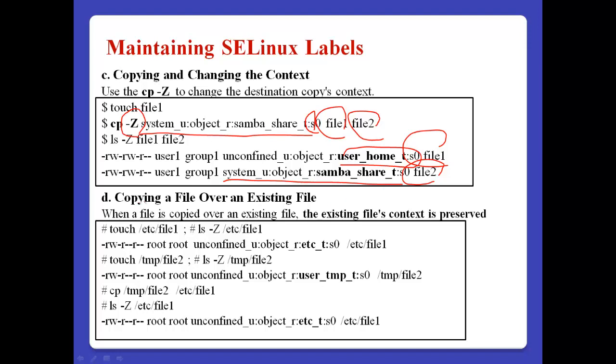Copying a file over an existing file here. In this case, for example, now I created this file1, and you can see here the etc type. tmp touch, then you can see tmp. If we copy the tmp file to /etc/file1, then we can see this etc type.